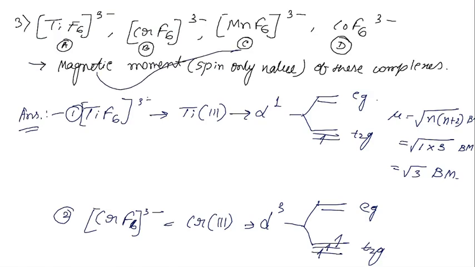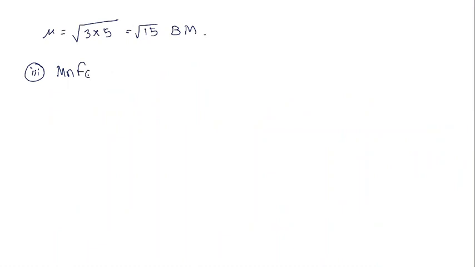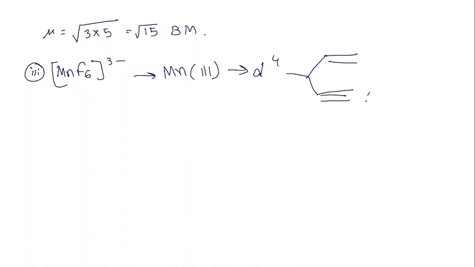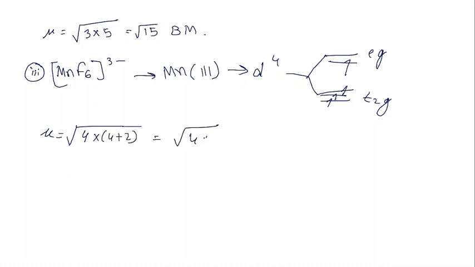Then for complex 3, manganese 3 oxidation state, so it's having 4 electrons. Now the T2G set, EG set, 4 electrons, these are high spin complexes. So it's having 4 unpaired electrons, so its spin only magnetic moment will be root of 4 into 4 plus 2, meaning root 24 Bohr magneton.